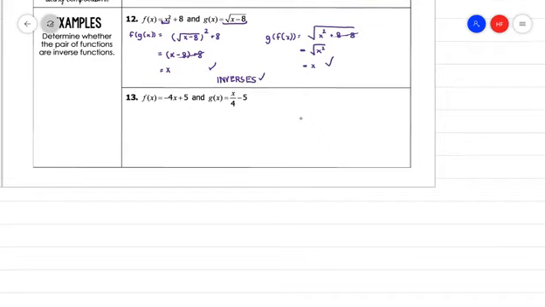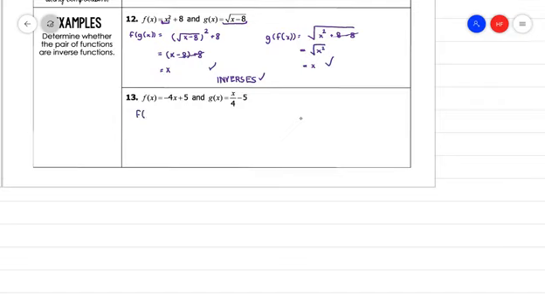So if something said, prove that this is an inverse, or determine whether they are inverses, this is what we're expecting you to do, not just find the inverse and say, well, yeah, that worked because I found the inverse and that's what it is. You do need to prove it using composition.